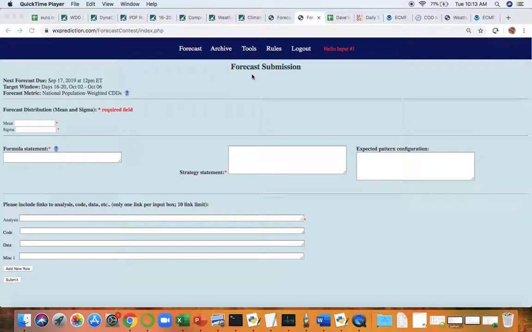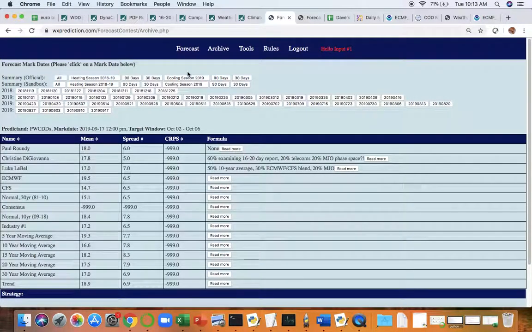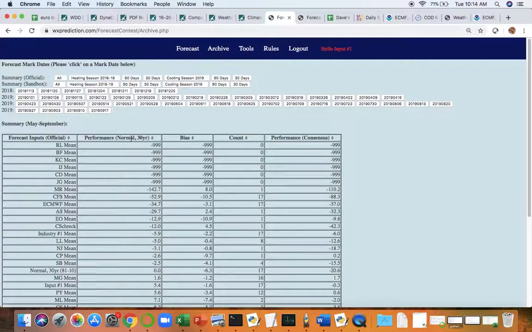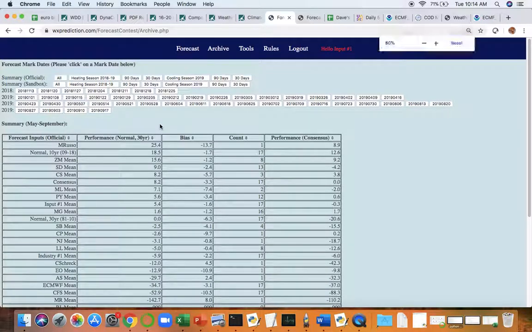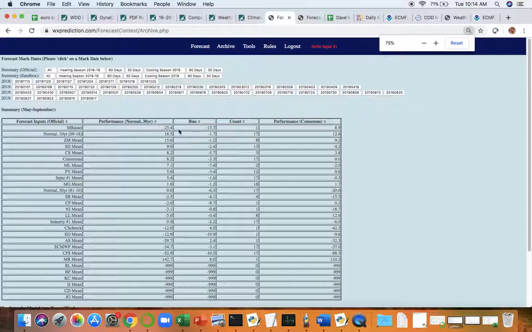All right, so normally one of the first things I do is look at the performance metrics. I tend to look at performance metrics from the last 30 and 90 days, and sometimes longer term too. In some cases, you can see different types of trends. When I just look at the cooling season here and sort it, one thing that stands out, and we've seen this all summer, is that the 10-year normal has been the best performer.